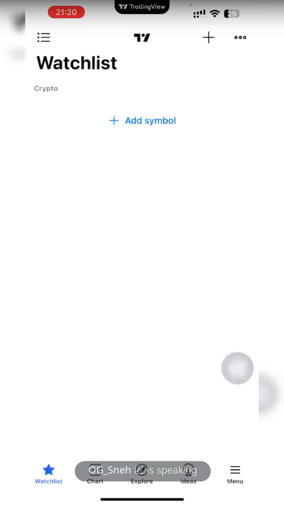For crypto traders, there are over 6,000 coins that you can analyze. But the commonest ones that you must know, we start with Bitcoin, we have Ethereum. You can just come to this plus sign and add any coin that you want. If it is forex, you can add any currency pair that you want. So you can add GBP/USD, you can add EUR/USD, and so on.